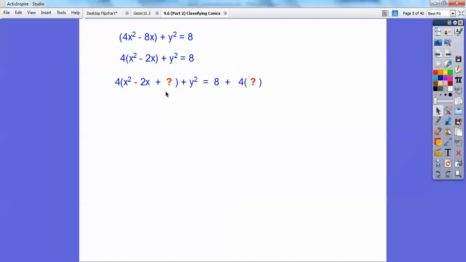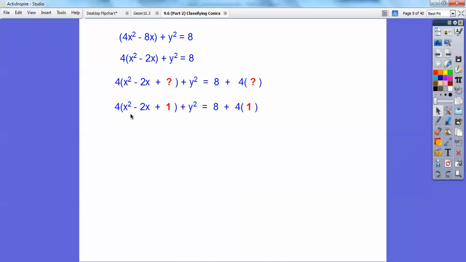To complete the square, we always take half of this number. Half of 2 is 1, and then square that, so 1 squared is 1. I'm going to add a 1 right there, which is actually adding 4 times 1 on the left. I got the 1 from half of 2 squared. So I actually added 1, but I'm really adding 4 times 1 on the left, so I have to go over on the right and add 4 times 1. That's 4, and 8 plus 4 is 12.